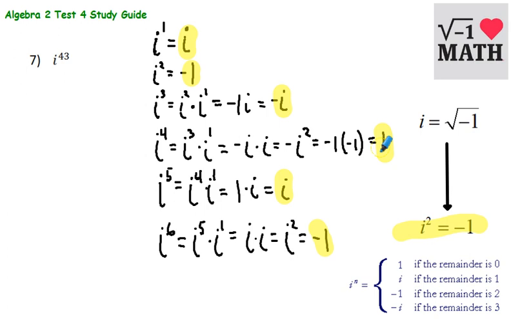What we're going to do is take whatever the exponent is, which in this case is 43, and divide it by 4. So I'm going to say 4 into 43. Again, why am I dividing by 4? I'm dividing by 4 because the pattern repeats every 4. So again, it goes i, -1, -i, 1, right? And then so on from there. So it repeats every 4.